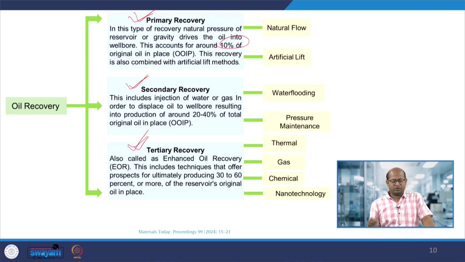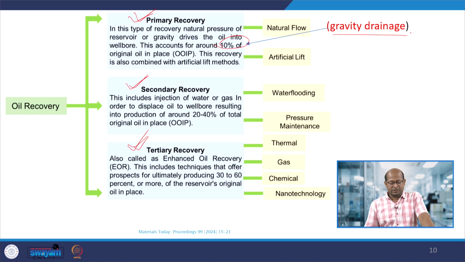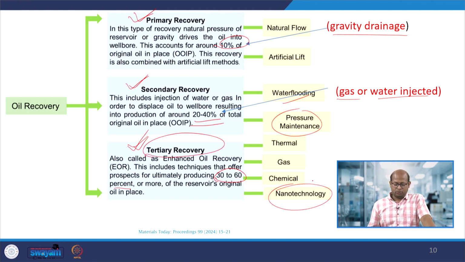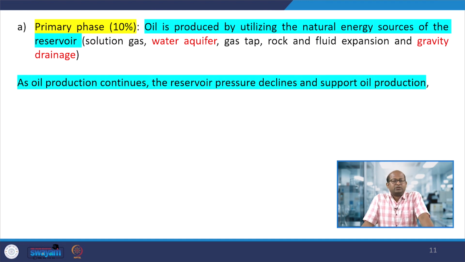In the primary phase approximately 10% of the oil is recovered, due to gravity drainage. In secondary recovery, 20 to 40% of the total oil is recovered by injecting gas or water flooding or maintaining pressure, and the rest, 30 to 60%, is tertiary recovery. In that stage nanoparticles are used. Earlier there were thermal methods, gas injection and chemical methods, but nanotechnology helps us improve the recovery of the trapped oil.